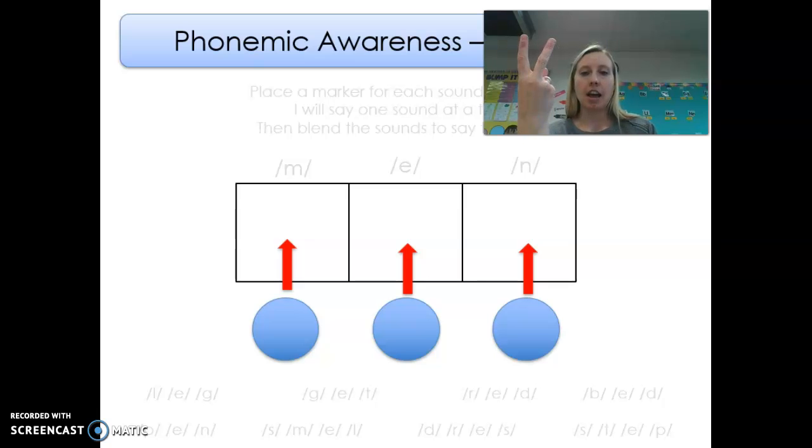D. The word is bed. There are 3 sounds. N. The word is pen. There are 3 sounds. L. The word is smell. There are 4 sounds. S. The word is dress. There are 4 sounds. The word is step. There are 4 sounds.